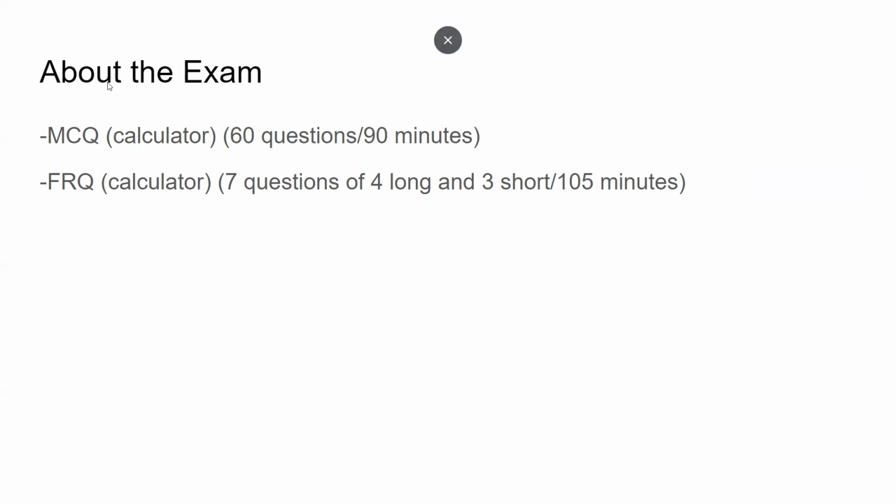The first section of the exam is the MCQ, and you will receive it as soon as you begin. I just wrote calculator because calculator is allowed, but I'll go deeper into this later. The MCQ is divided into 60 questions, and you have to solve the 60 questions in 90 minutes. You might think it's pretty long because you have to solve one question per 1.5 minutes, basically.